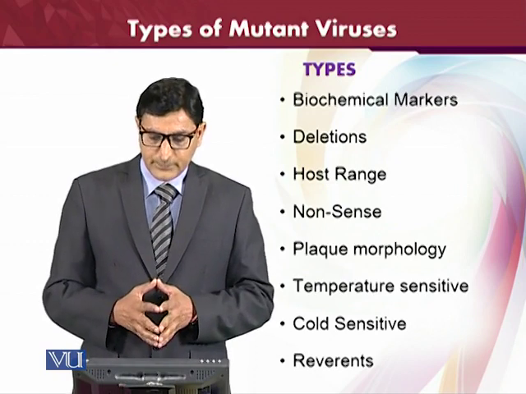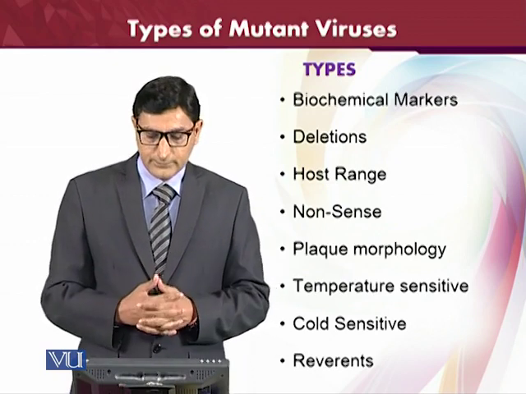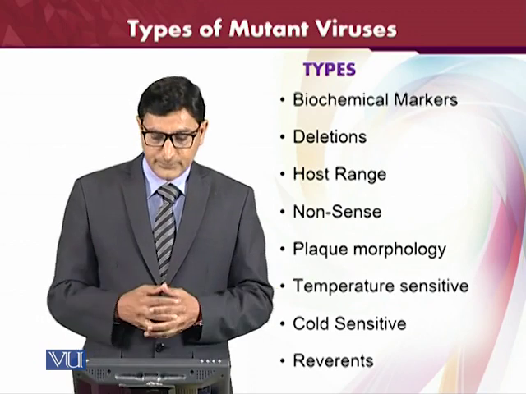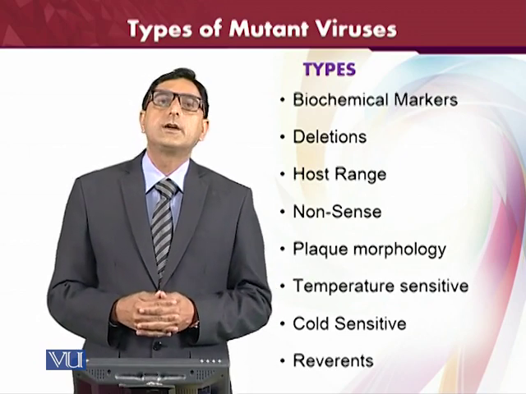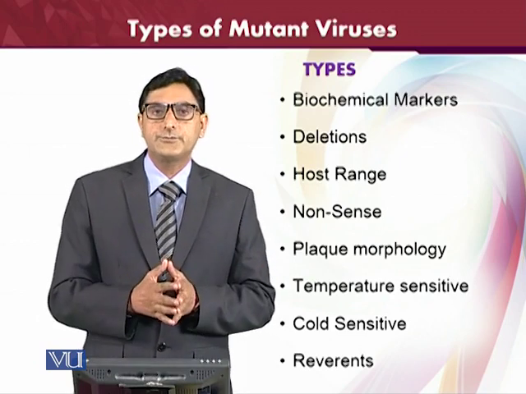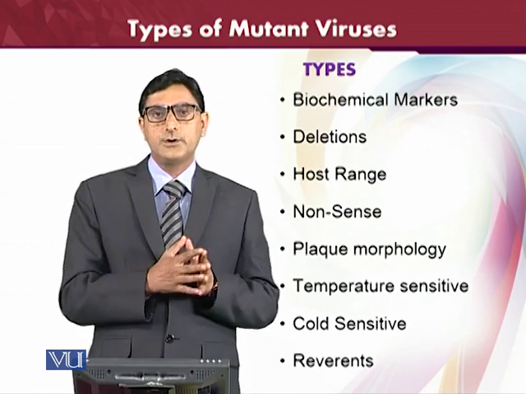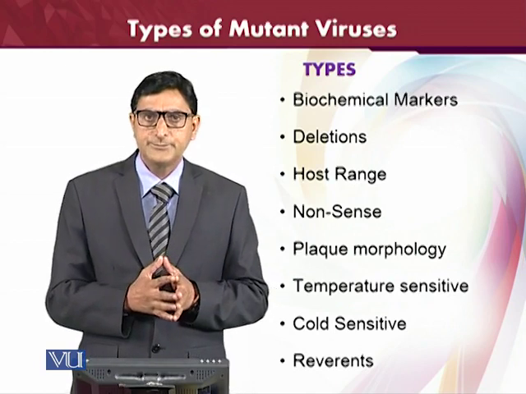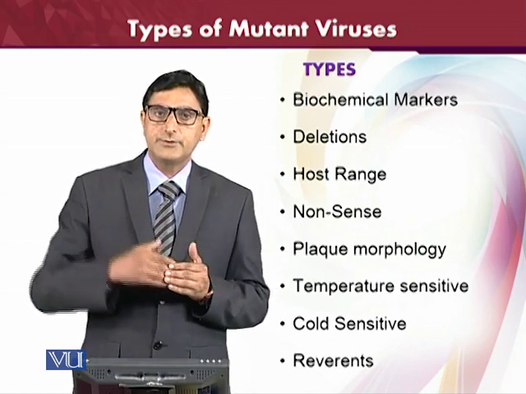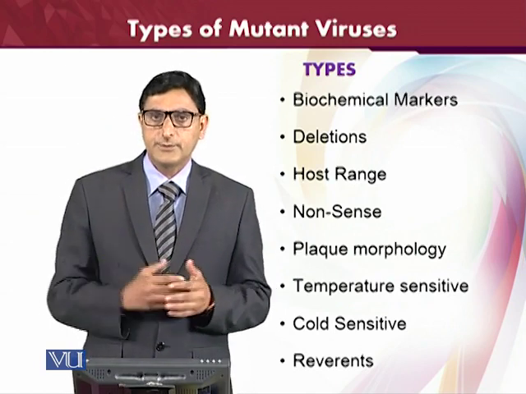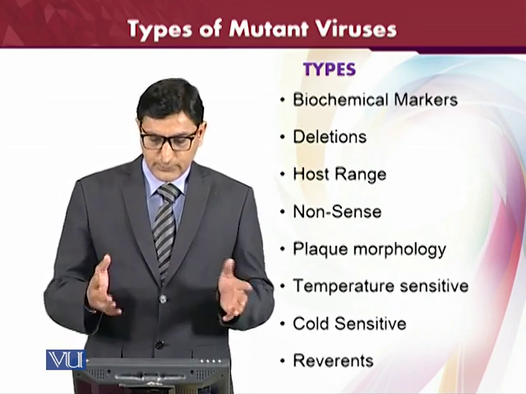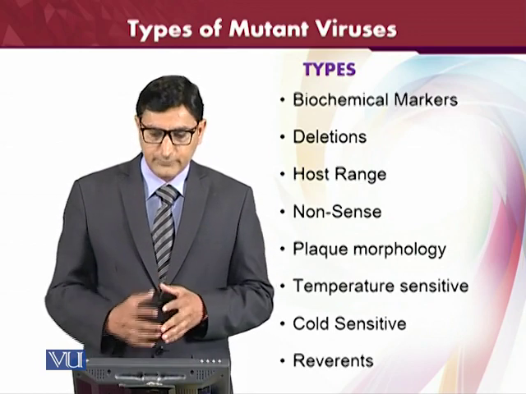And just like this we can delete them. Then the host range is very important, nonsense types of mutants, and the plaque morphology. There are the temperature sensitive mutants. Sometimes the mutants are very sensitive to high temperature, sometimes they are sensitive to the cold. So we will see them one by one.